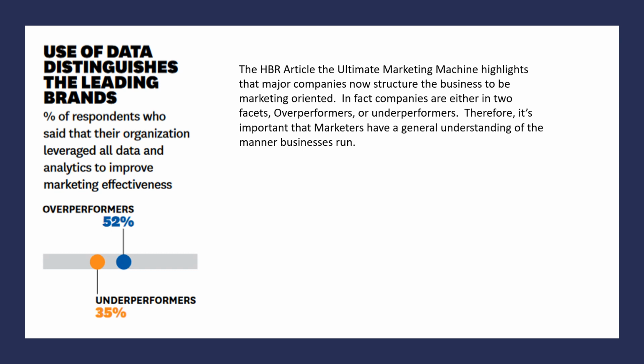As far as market leaders and branding, it turns out that the high performers or the overperformers, as highlighted in the Ultimate Marketing Machine article, are people who are data oriented and leverage the data that they accumulate. Now, as I said previously, Fortune 500 companies can use social media to acquire data on the consumers which they want to target.